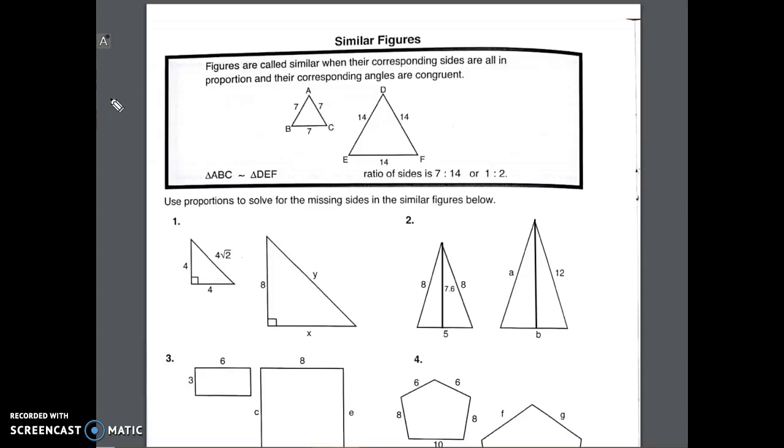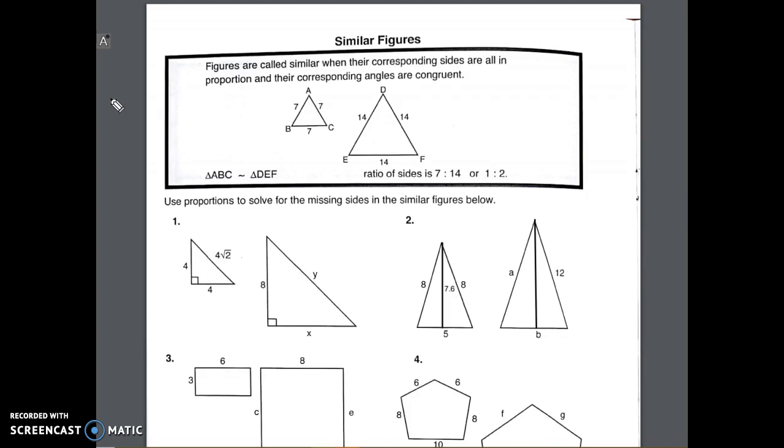Okay, so we're going to be looking at similar figures, and we're going to look at that first because that's going to help us with our dimensional changes that we're going to have with our different dimensions in 1 dimension, 2 dimension, and 3 dimension, and with some of our measurements.